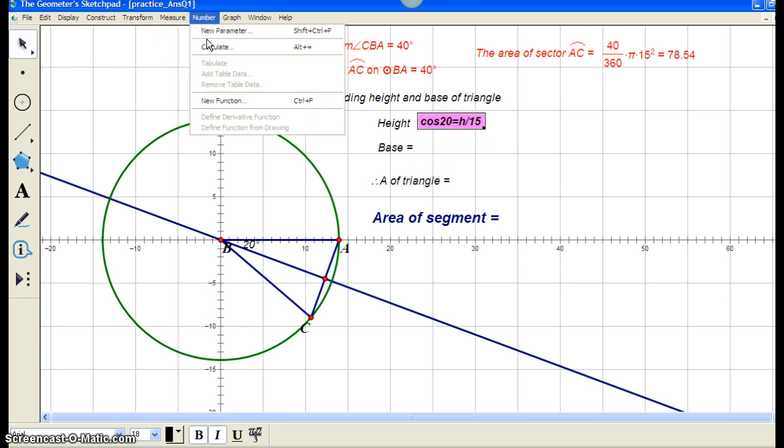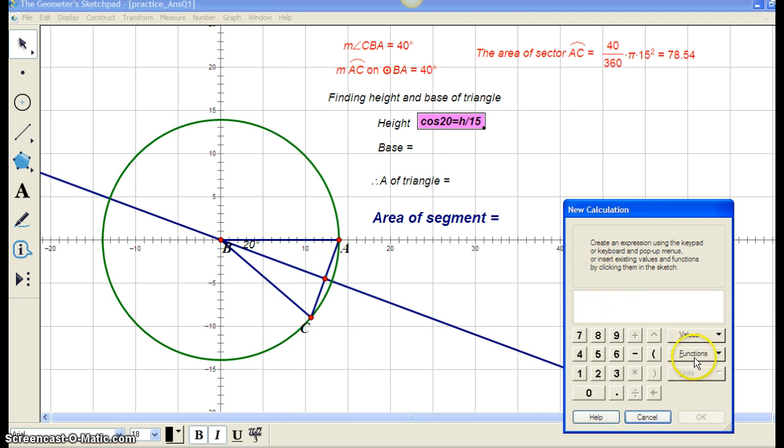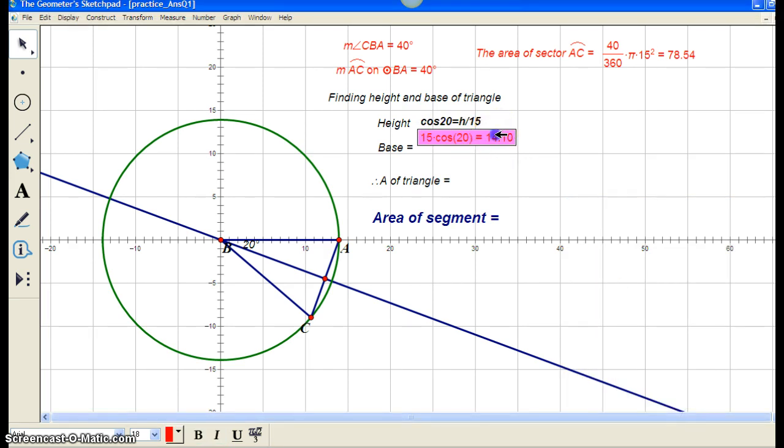So I'll go up here to calculate and choose my cosine function, cosine of 20 degrees, and I want to multiply that by 15. 15 times the cosine of 20 degrees, and there's my answer. So my height is equal to 14.1.